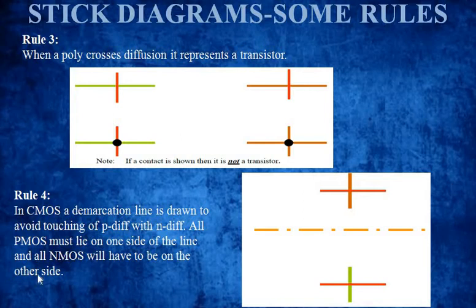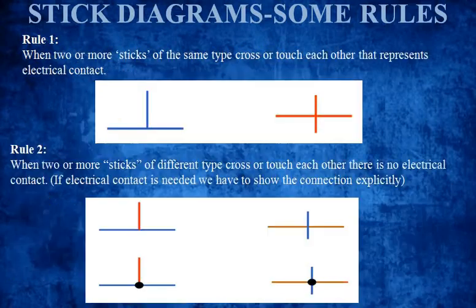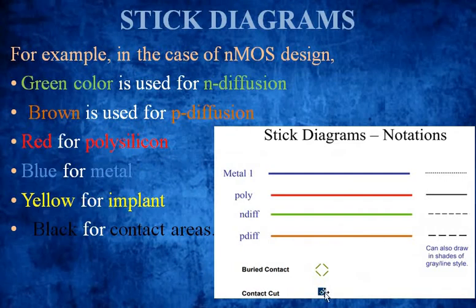The very first rule is when 2 sticks of the same type are crossing, then there is an electrical contact, but mostly we don't need any electrical contacts. Okay, if we require it in any particular application, that will be shown separately, right? So next, the second rule is when 2 or more sticks of different types are crossing each other, then there should be a contact cut, and that contact is shown as a black dot. Okay, this is the black dot, this one you have to show the contacts, black for the contact areas.